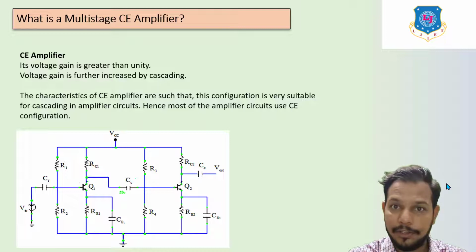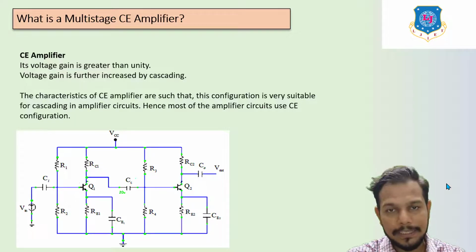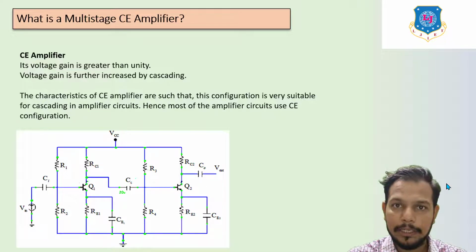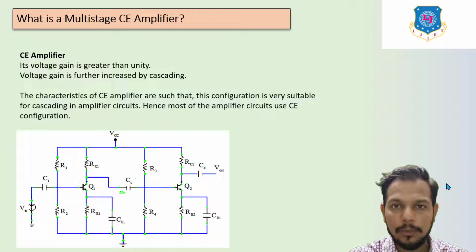Its voltage gain is greater than unity, and the voltage gain is further increased by cascading. That means whenever we connect more stages of CE amplifier, you increase the voltage gain of the system. The characteristics of the CE amplifier are such that this configuration is very suitable for cascading in amplifier circuits. Hence, most amplifier circuits use the CE configuration, rather than CC and CB configurations.